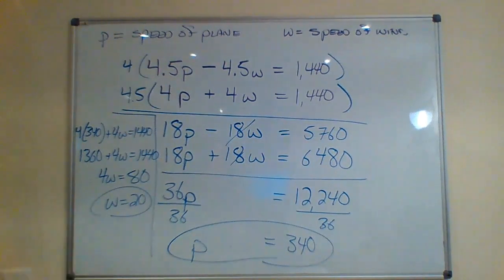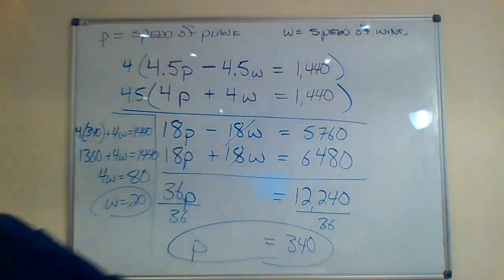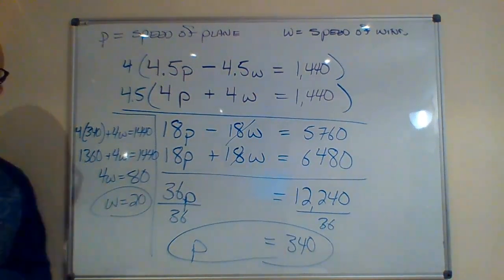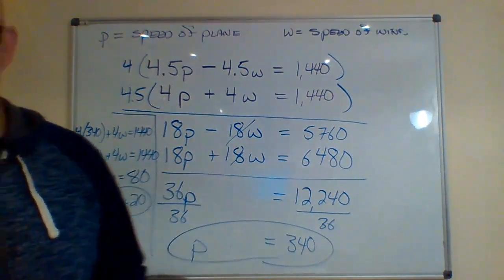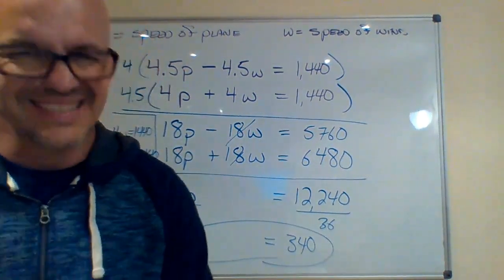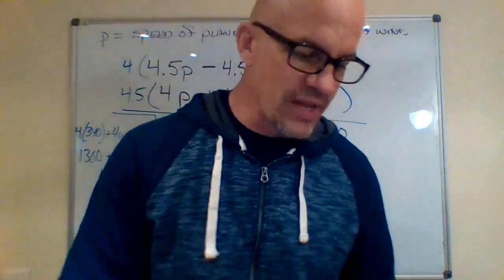So my sentence at the end: the plane's going 340. We're dealing with miles. We're dealing with hours. So it's 340 miles per hour. The wind's going 20 miles per hour. So hopefully that was okay. We'll do another one of those. This one's typically the trickiest one.